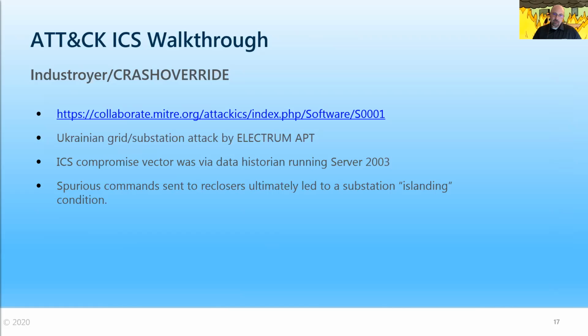What ended up happening is the malware infected some engineering workstations and ended up sending spurious commands to the reclosers, which led to the substation islanding itself. Islanding itself means it's disconnected from the rest of the grid. That can be the result of repeated operation of reclosers, either intentional or the result of natural events. That's pretty common when there's a blackout. It's the reclosers that have opened up the circuits to prevent electricity flow.